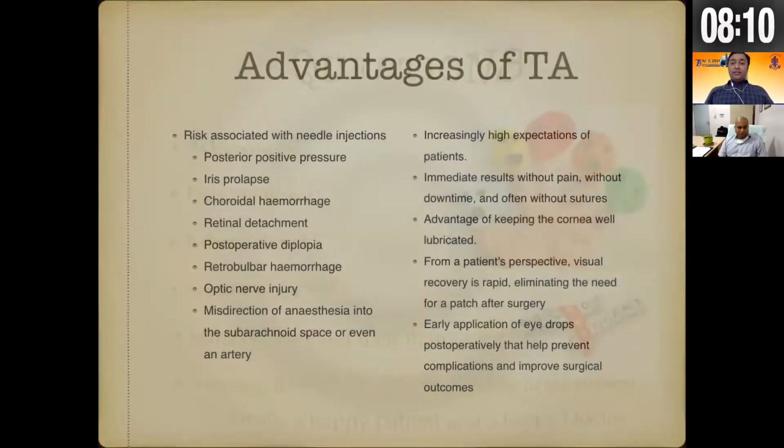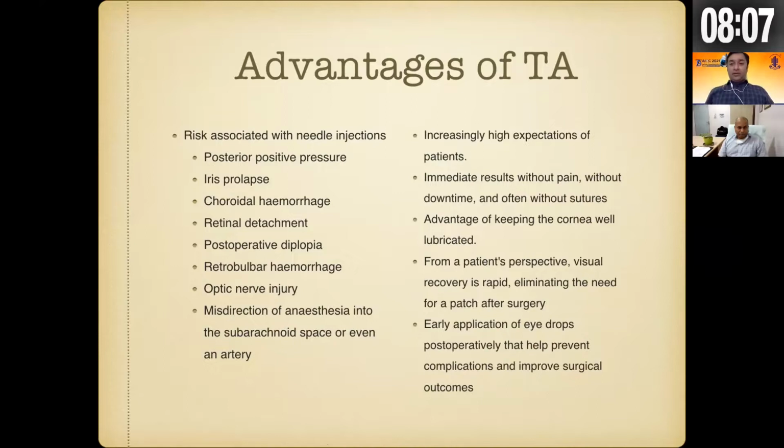That is our ultimate goal. So what are the advantages of topical anesthesia? The disadvantages of local anesthesia become the advantages for topical anesthesia. The risks associated with needle injections are positive pressure, posterior pressure, iris prolapse, choroidal hemorrhage, retinal detachment, postoperative diplopia, optic nerve injury, and misdirection of anesthesia into the subarachnoid space or even into an artery. These are the potential complications that can occur with a retrobulbar block, which most of us don't have. But just to mention, these are the risks associated with needle injections.